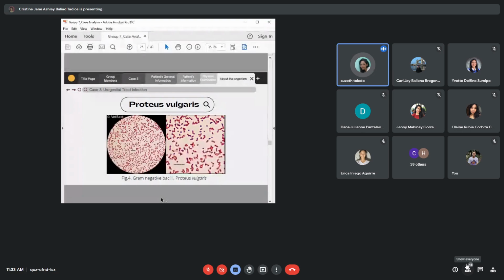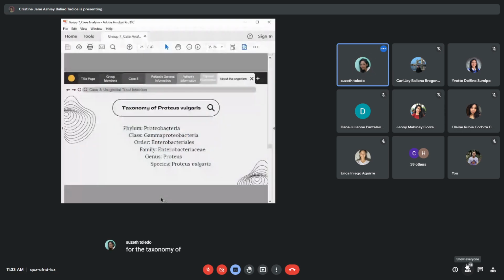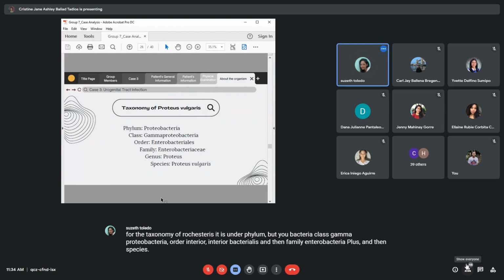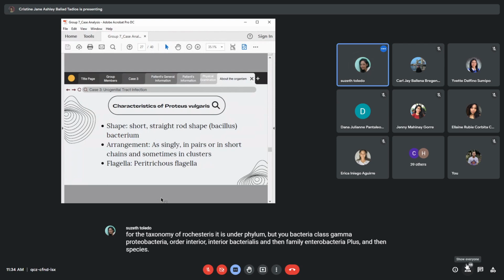For the taxonomy of Proteus vulgaris, it is under phylum Proteobacteria, class Gamma Proteobacteria, order Enterobacterales, family Enterobacteriaceae, genus Proteus, and species vulgaris. Characteristics of the bacteria and structure: arrangement in pairs or sometimes in clusters.